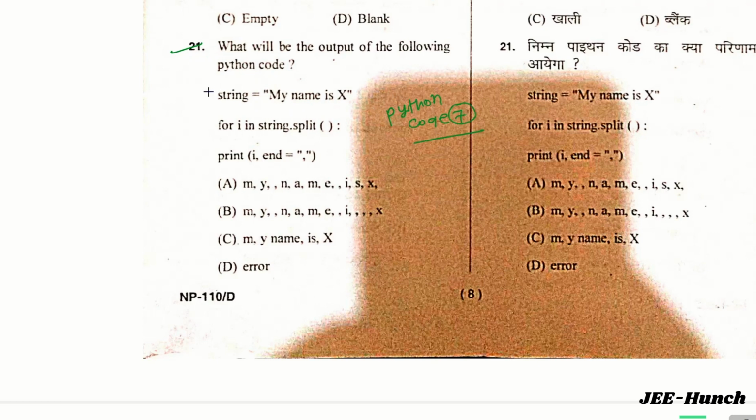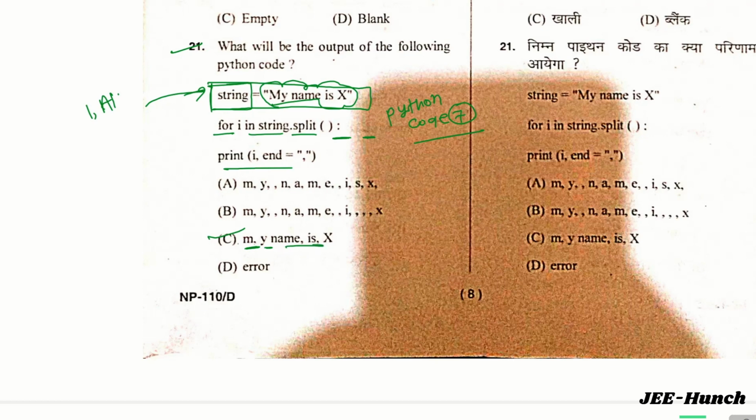Okay, here is the function string. We can put anything like numbers, alphabets, anything in a string. Data type string. So in this, my name is X, anything. For I in string split, so we have to split in two parts. So print. So here the answer is option number C, meaning my name is X. Option number C is correct. And if you want to know about this, I told you before.